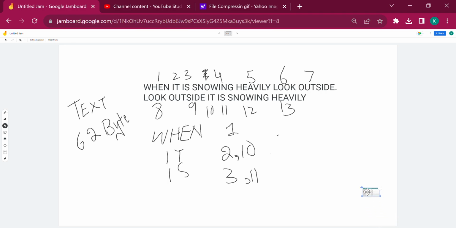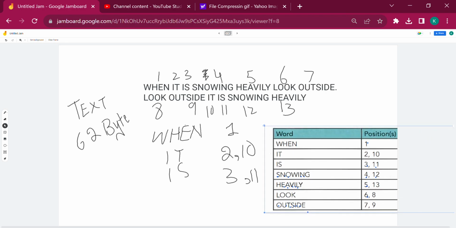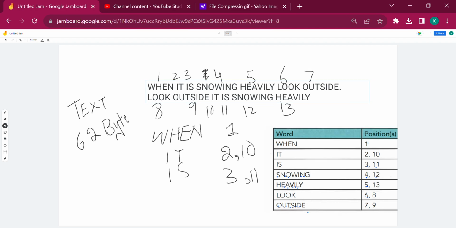Here you can see, for this text, we have this complete lookup table. Yes, here it is. So it is quite clear that this is our lookup table, and you can practice it by yourself by pausing my video and checking if you are able to construct the rest of the elements of the lookup table. For example, "outside" is on position number 7 and position number 9.